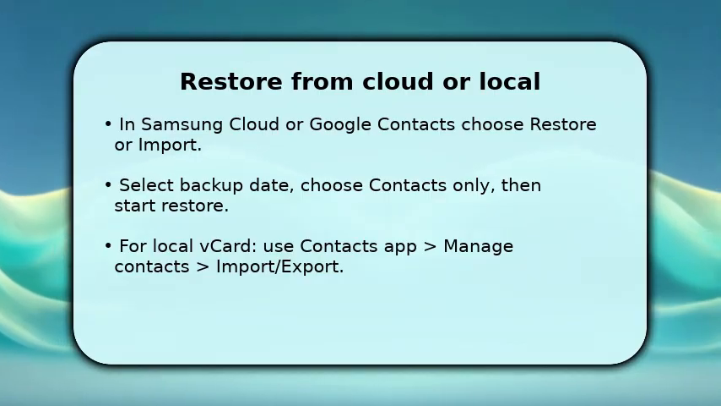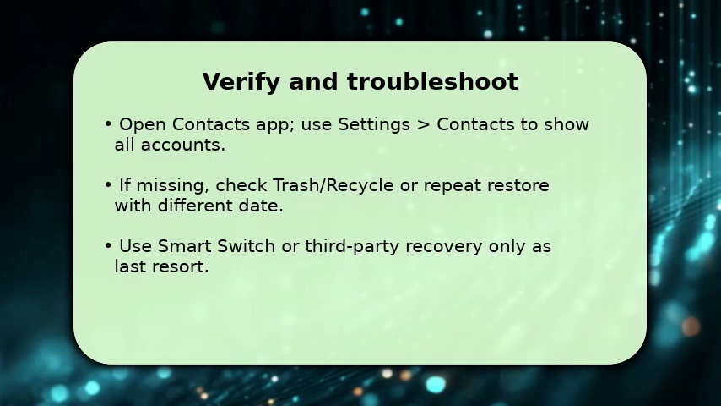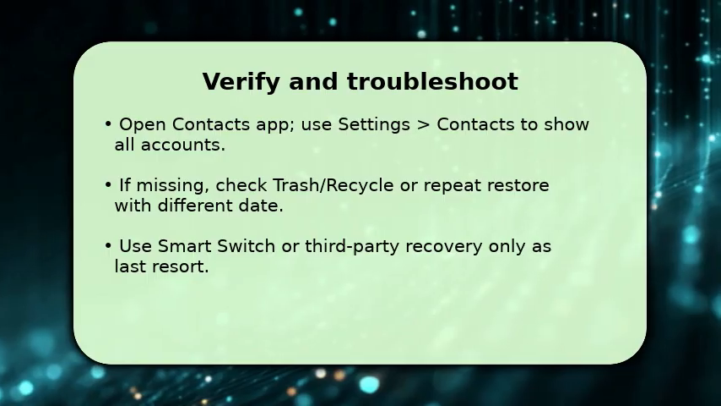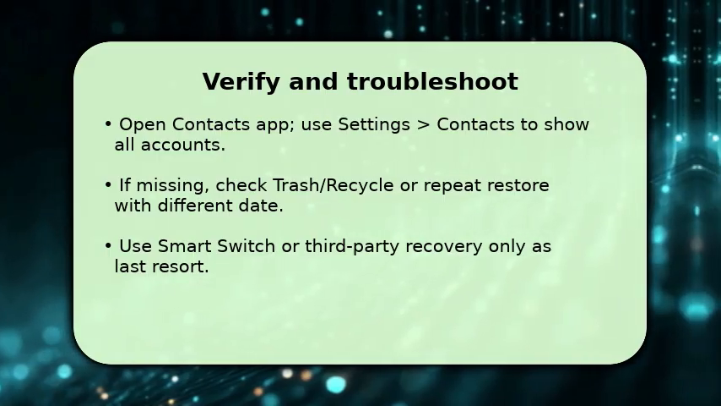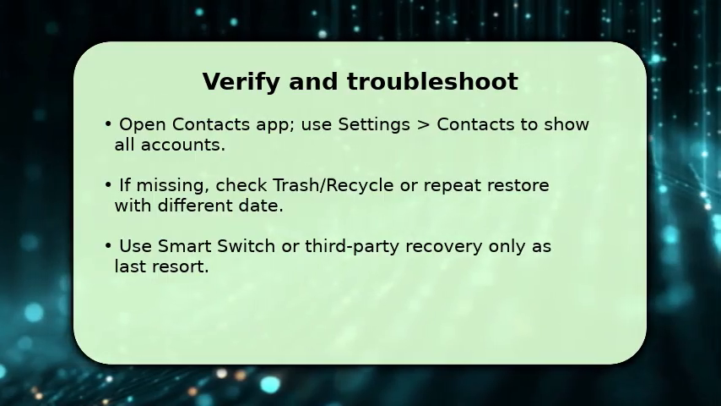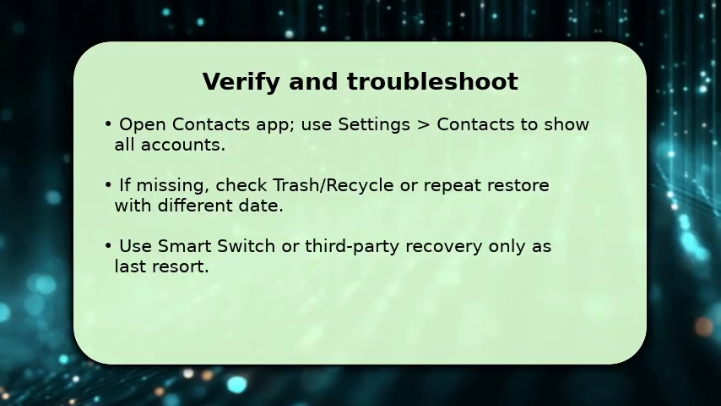Finish by verifying your contacts in the Contacts app. Tap Settings and choose to display all accounts so nothing is hidden. If contacts are missing, look in Trash/Recycling folders or repeat the restore using an earlier backup date. Make sure Sync is turned on afterward to preserve results.